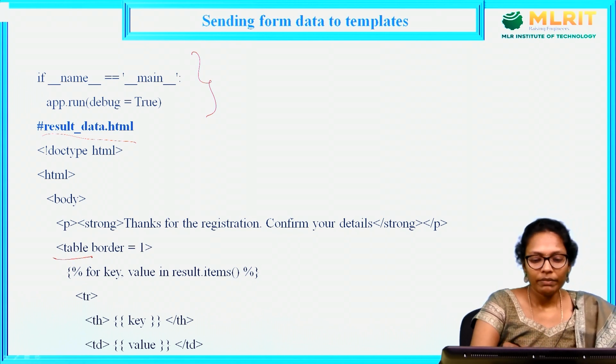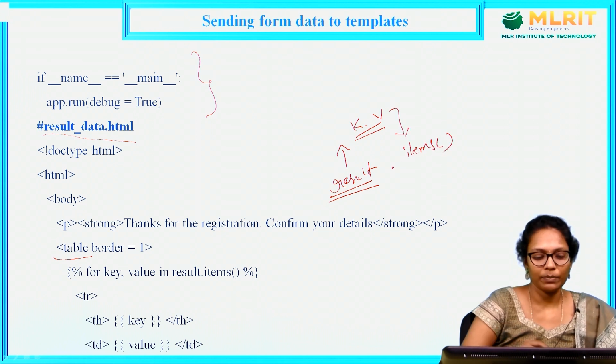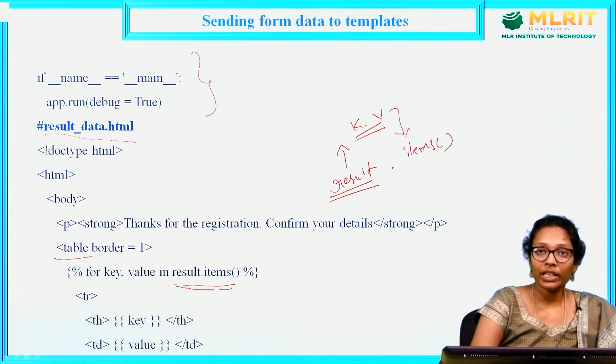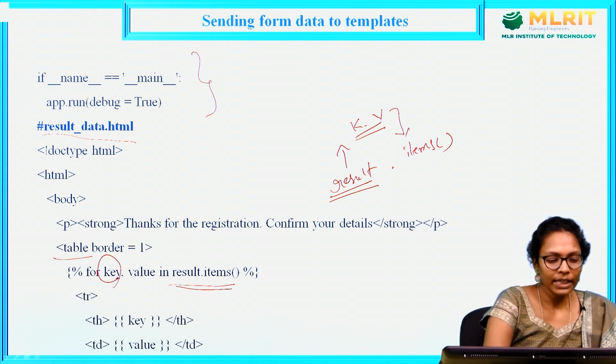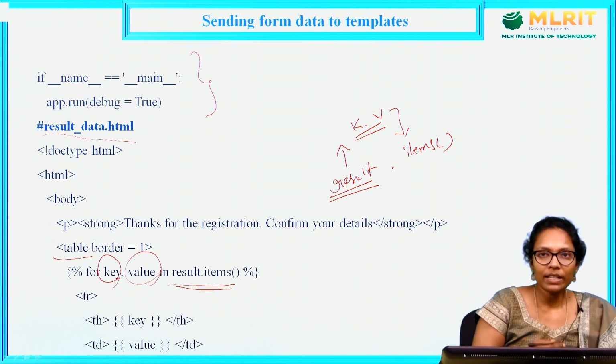So we have the complete result in a variable called result. This result contains key value pairs. How to retrieve these values? Using a method called items. So result.items will give all keys and values. The key I am storing in a variable called key, and the value I am storing in a variable called value. For each and every iteration, I am displaying the key as well as the value using these statements.